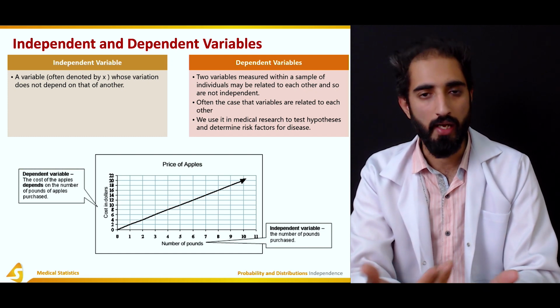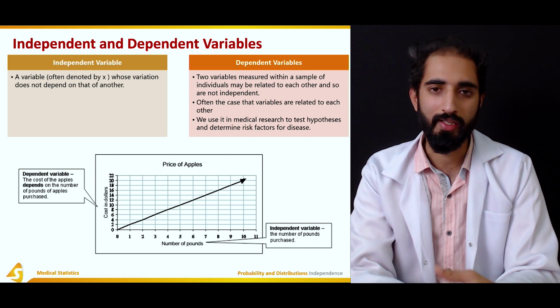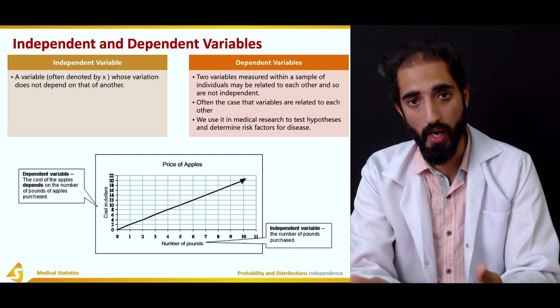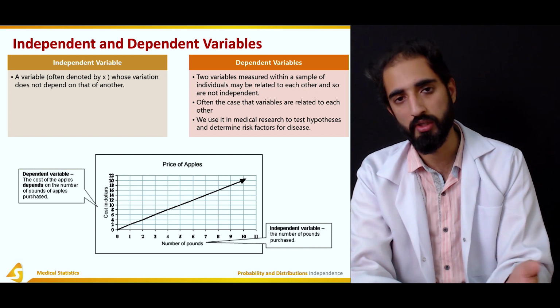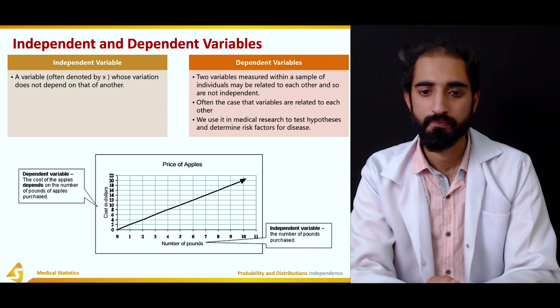It is often the case that variables are related to each other when we are talking about research. For example, as I gave you the example, weight is dependent on the height. Similarly, gender is an independent variable, but weight is dependent on the gender as well. For example, males have a greater weight as compared to females.